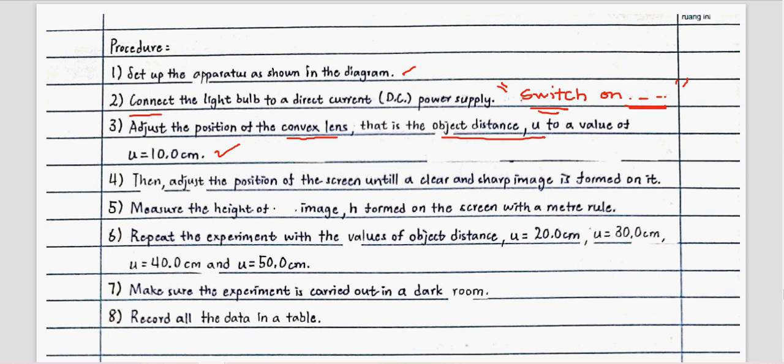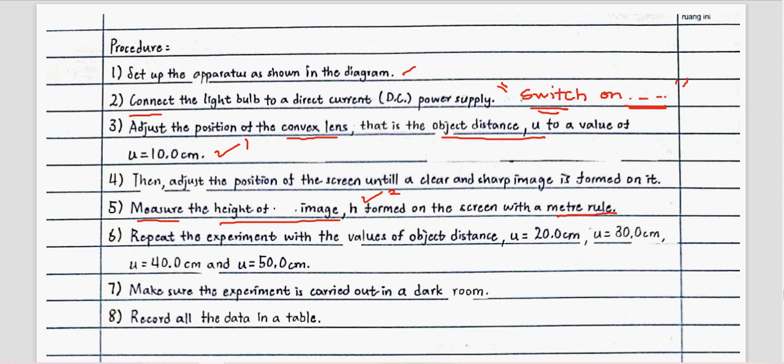Selalunya kita adjust object, tapi tak apalah, this one boleh diberi markah. It's better next time you write object is adjusted so that the object distance u is equal to 10 cm. Senang kan? And then adjust the position of the screen until a clear sharp image is formed on it. Then measure the height of the image H formed on the screen with a meter rule.